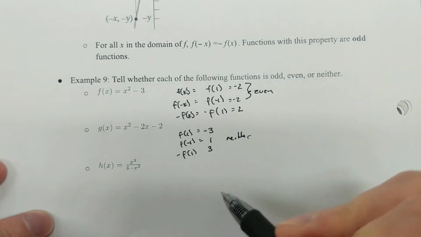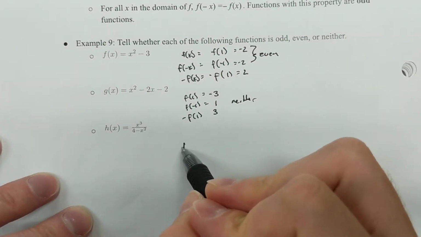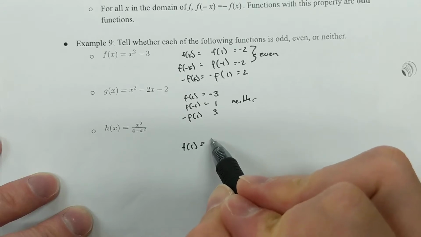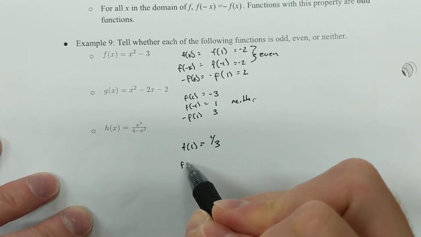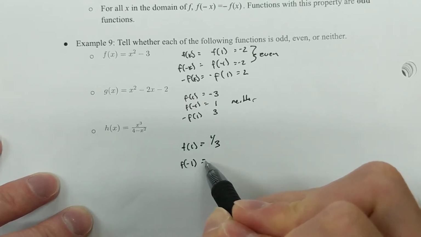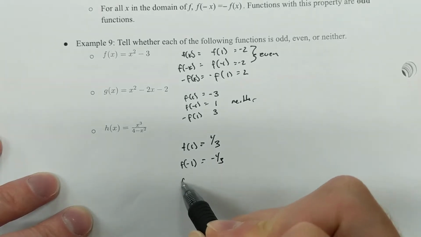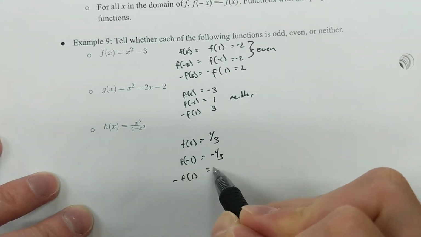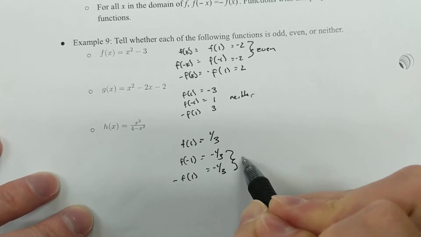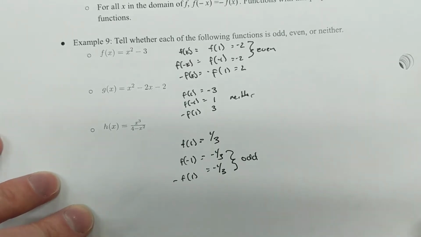Odd will happen if the bottom two match. So for this, f of 1 is going to be 1/3. f of negative 1 is going to be negative 1/3. And negative f of 1 is the opposite of this, which is also negative 1/3. So these two are equal, so my function is odd.